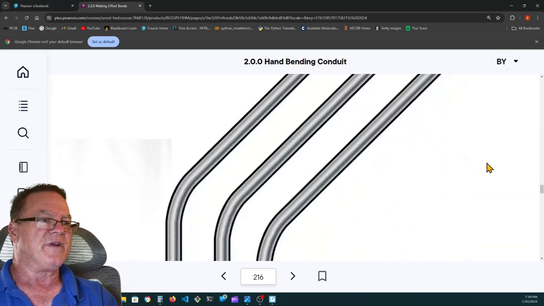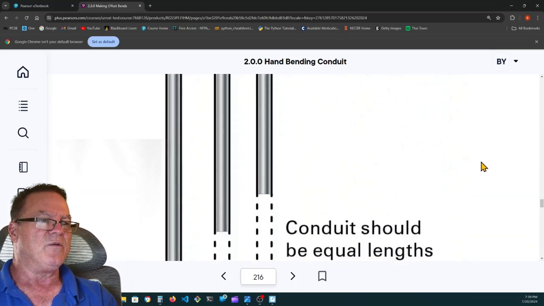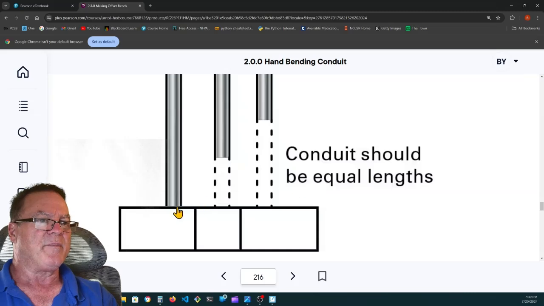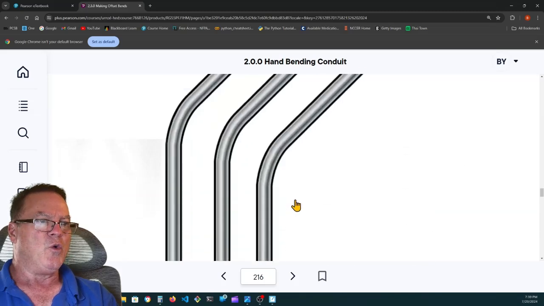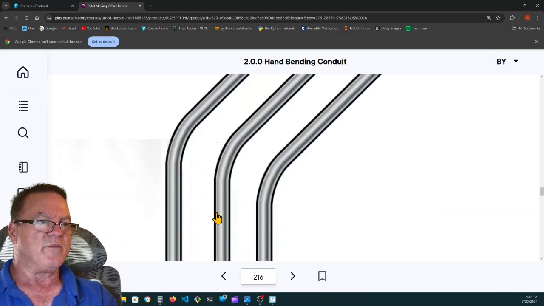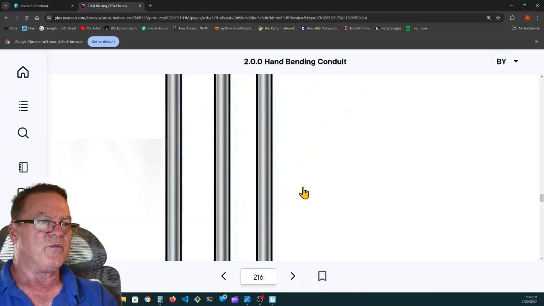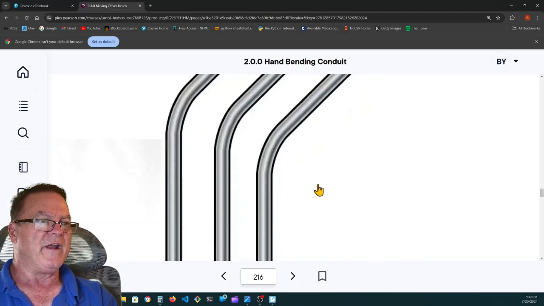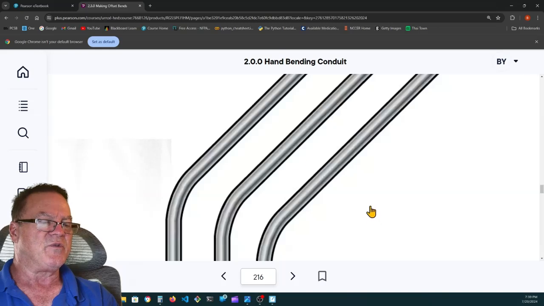Here they've made 3 offsets. They're equal offsets, but look what happened. The first one fits in the box. The second one doesn't, and the third one doesn't. And if they were to put it in the box, the second one would be way down here, and the third one would be way down here. You don't want that. You want to try to keep an even distance between them.